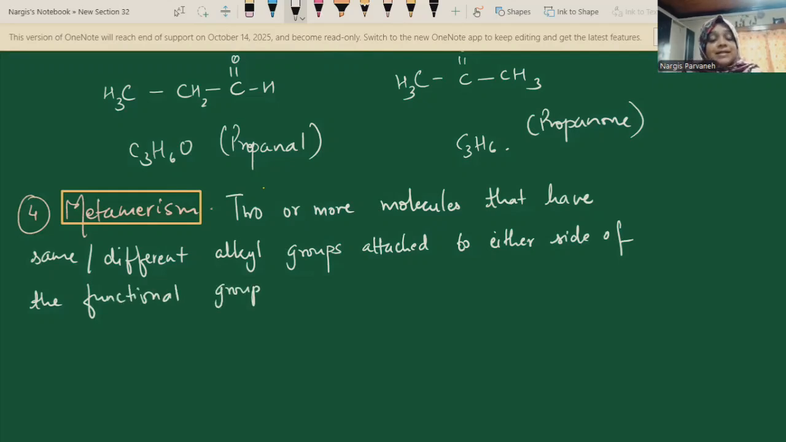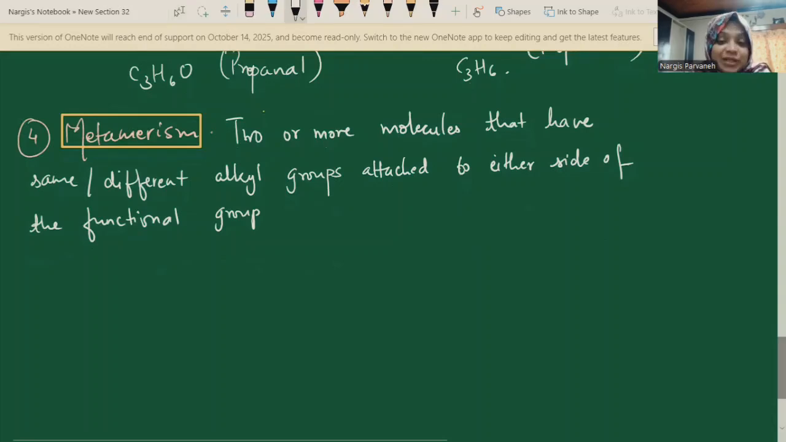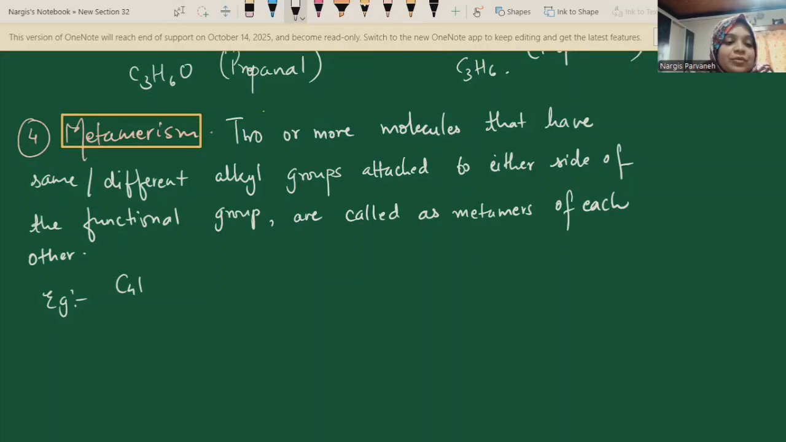So I can say that reading the definition will not help you to understand what is metamerism. When you see the examples, that time you will come to know. Either side of the functional group are called as metamers of each other. Okay, example C4H10O.